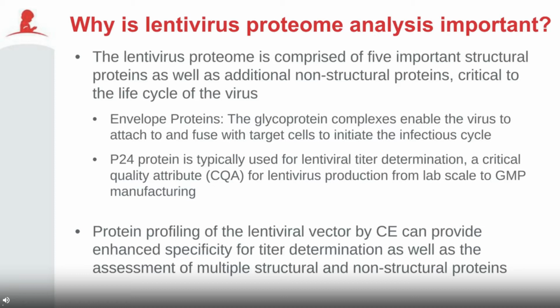So the proteome of the lentivirus is comprised of 5 important structural proteins and some non-structural proteins. All of them play important roles in the life cycle of the lentivirus. For example, the envelope proteins, the glycoprotein complexes, enable the virus to attach and fuse with the target cells and initiate the infectious cycle. For the capsid proteins, the quantification of the P24 protein is usually used for lentivirus titer determination.